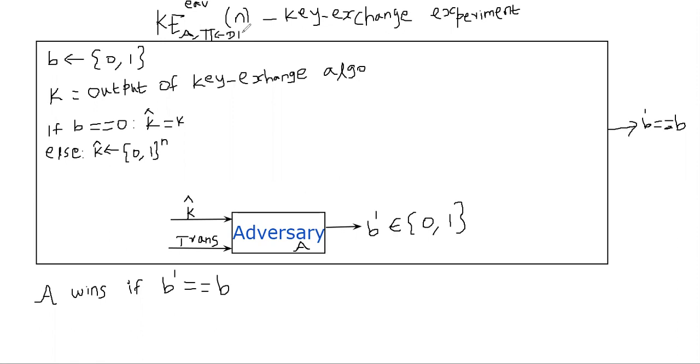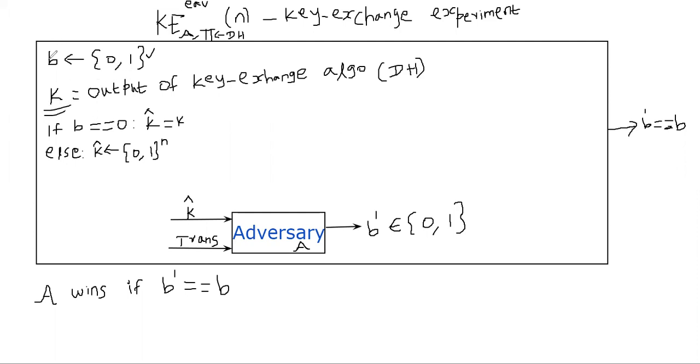So what is this key exchange experiment? More formally, let us pick a random number B, which could be either 0 or 1. We don't tell that to anyone. We just pick a random number B. K is the output of the key exchange algorithm. Let's say we ran the Diffie-Hellman key exchange protocol. As you may recall, both Alice and Bob will arrive at the same key K. That's the key K that I'm talking about here.